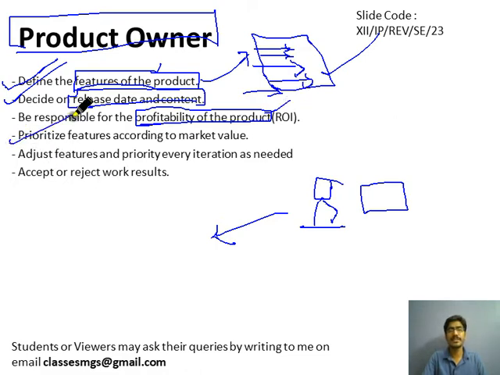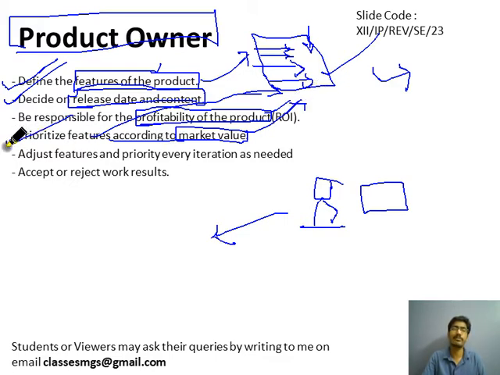He prioritizes the features. He will say that the color of the pen should be made red first, or we need to make the refill first. So he will decide the priority of the task as per the market value. What is the demand of the market? As per the demand of the market, the product owner will decide which task needs to be completed first and which can be completed later.